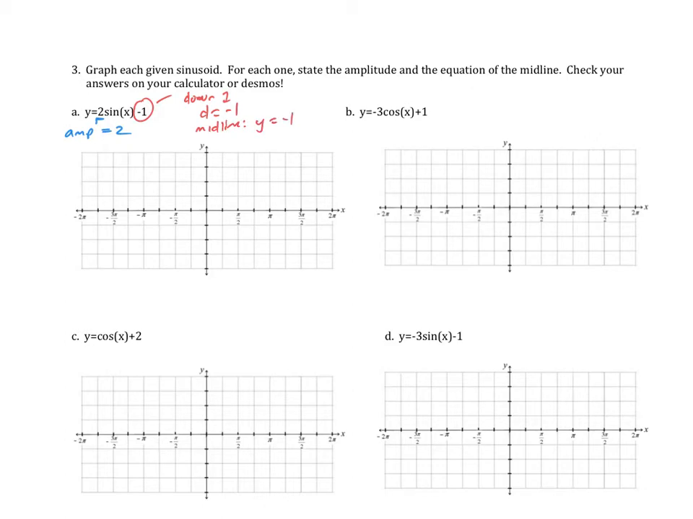So the midline has the equation y equals negative 1. It's going to start at the midline, since it's a sine, and it'll go up because it's a positive a value. So now I'm going to go ahead and put a scale on my graph. So I'm going to let 1 square be 1 unit on the y-axis.